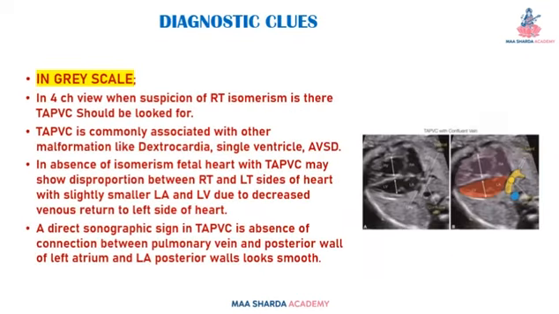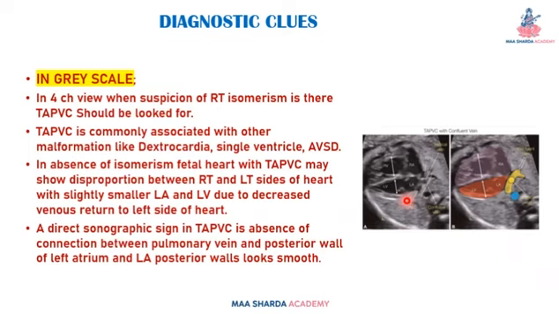What are the diagnostic clues? In grayscale, in the four-chamber view, when there is suspicion of right isomerism, TAPVC should be looked for. TAPVC is commonly associated with other malformations like dextrocardia, single ventricle, AVSD. In absence of isomerism, a fetal heart with TAPVC may show disproportion between the right and left sides of the heart, with a slightly smaller left atrium and left ventricle due to decreased venous return to the left side of the heart.